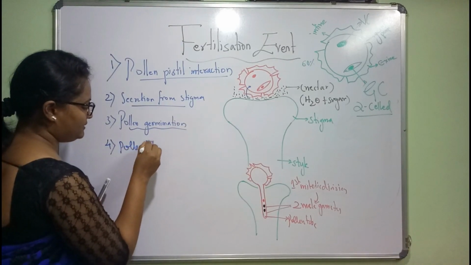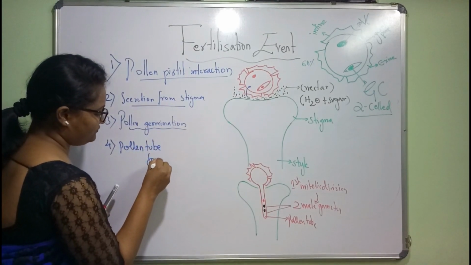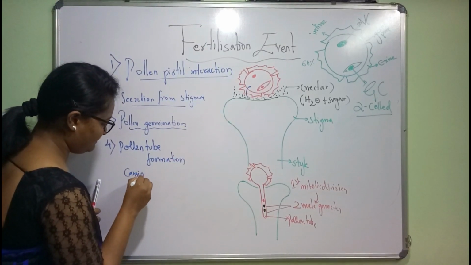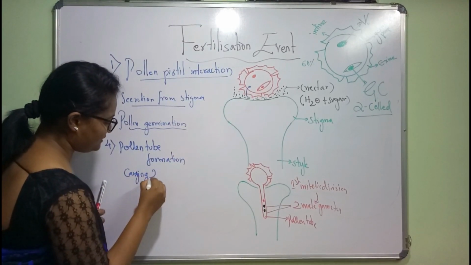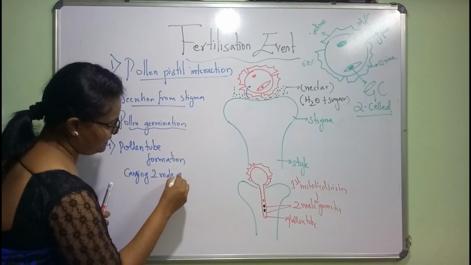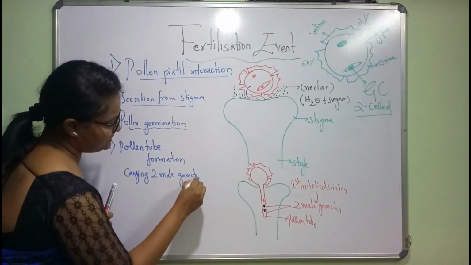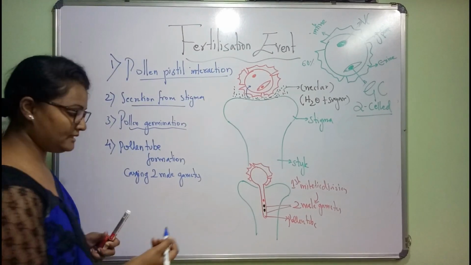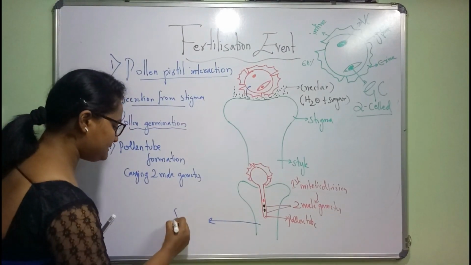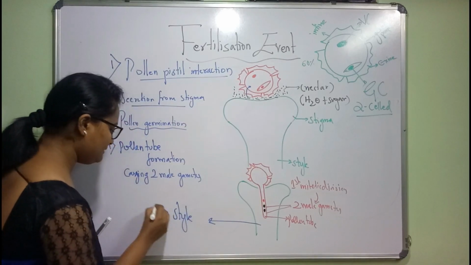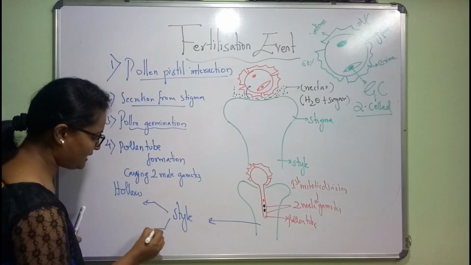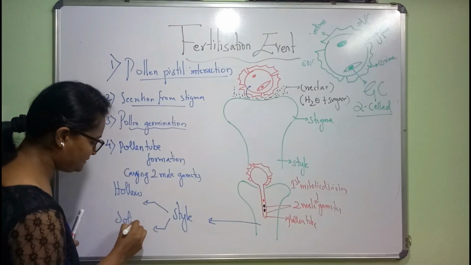Pollen tube formation, carrying two male gametes. Okay, so this is what. So next, the thing is, sometimes this style will be hollow, or sometimes this style will be solid.